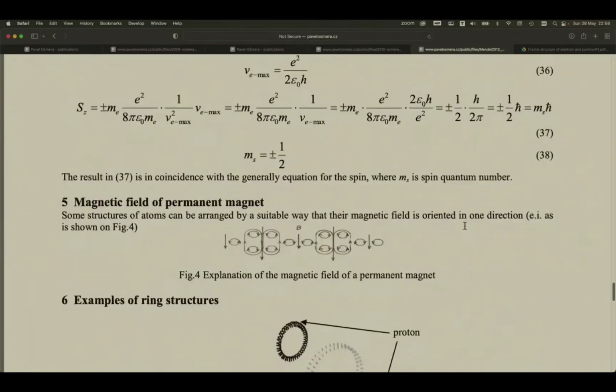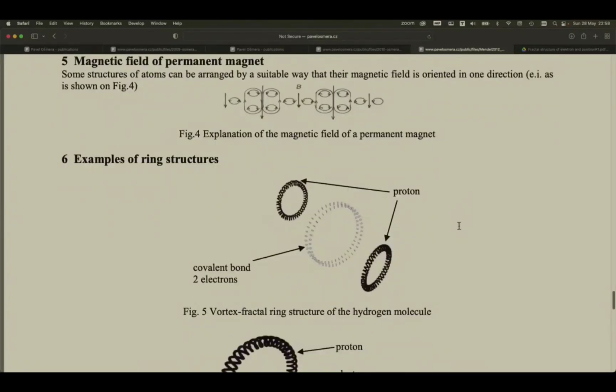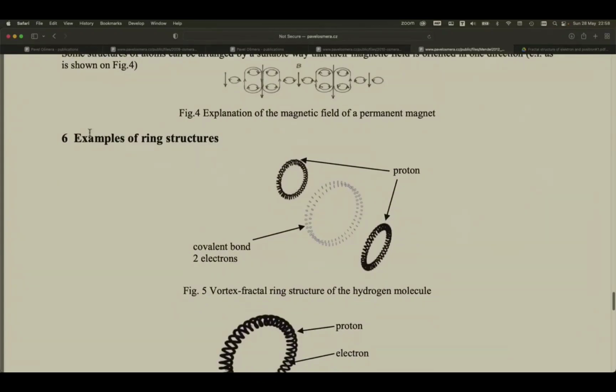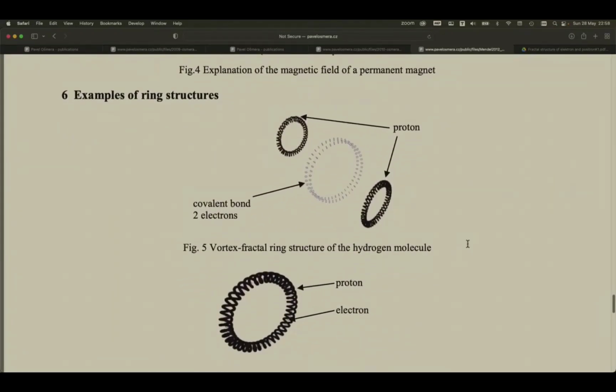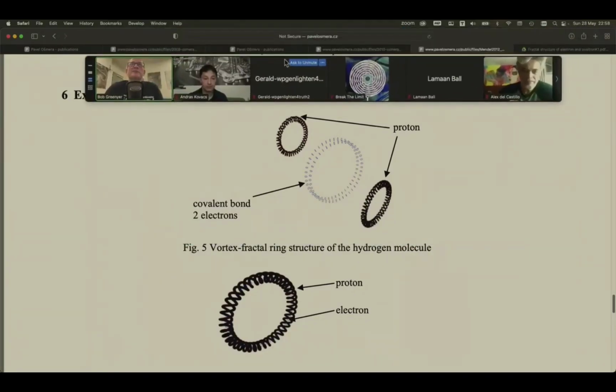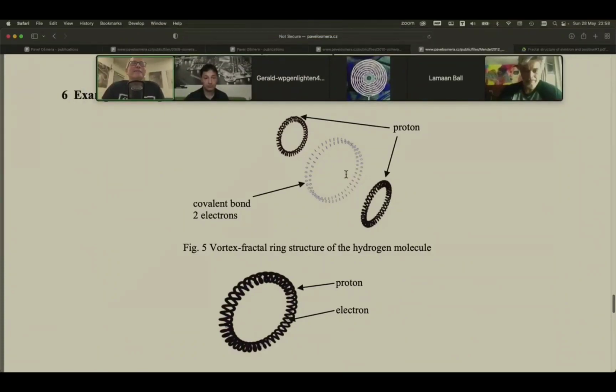What else? So like I say, here we go. Example of ring structures. This is a hydrogen molecule. So you've got your two covalent bonds with your electrons here and the protons. Now, what would you say was the... I mean, it doesn't really have an orbit, does it, in this case? Or how would the orbit be here, Andras, if this was the model?